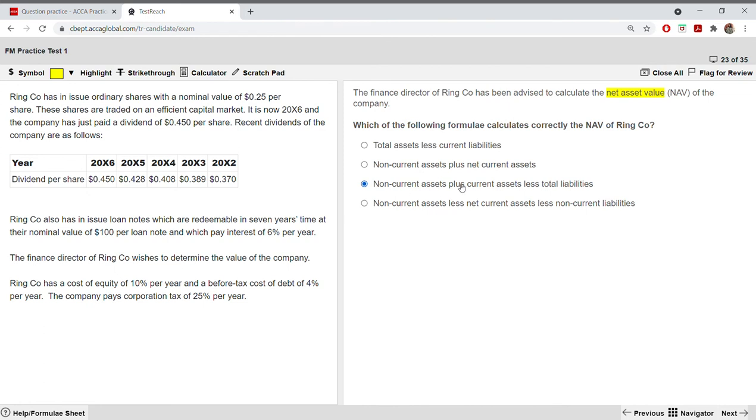Third one, non-current assets plus current assets less total liability. And fourth, non-current assets less net current assets less non-current liability. So definitely it is the third one, because we don't deduct net current assets from non-current assets. We add non-current and current and then deduct total liability. That means assets minus liabilities. Total assets minus total liability is your net asset value.